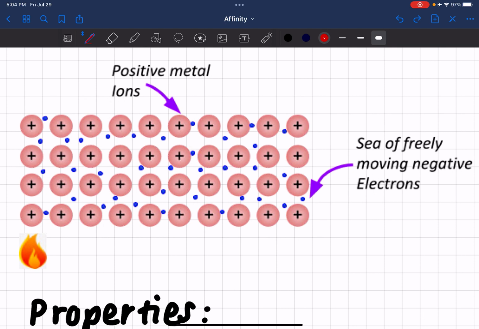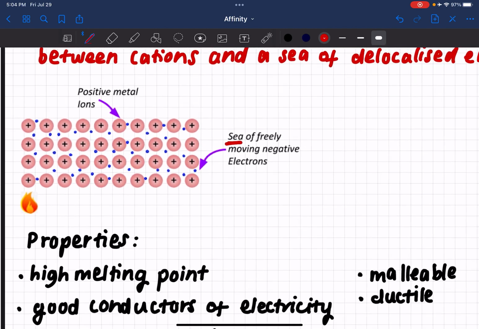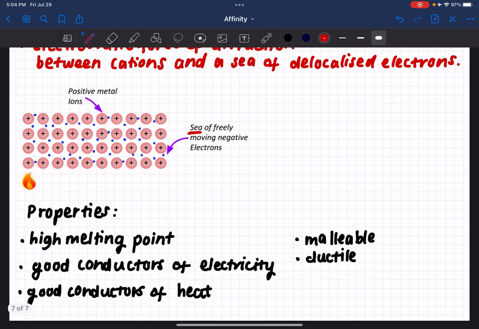And if there are many cations coming together, they can form a lattice. And within this lattice, there are many, many electrons which are free flowing. And people like to call this a sea of freely flowing, moving electrons. And these can move around through the whole object a lot of the time, so the metal. And this gives metals some really good properties.